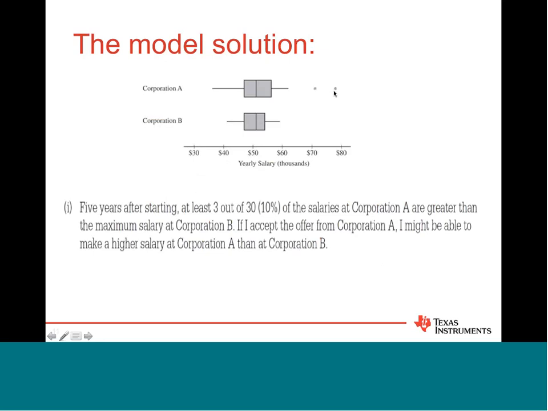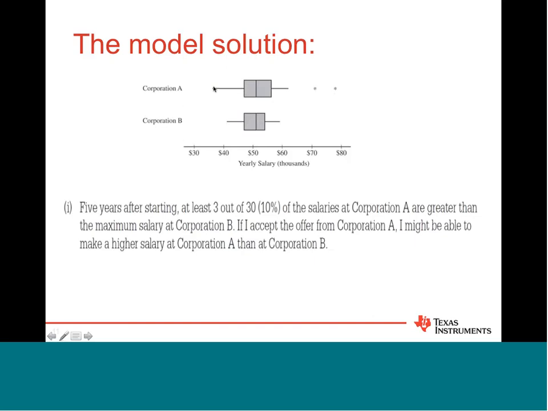Now, if many students said, I want to go to Corporation A because I can make a high salary, well, there's a big difference between I have an opportunity to make a large salary or I could make a large salary and I would make that large salary. There's no guarantee you're going to get that salary. In fact, where Gail's showing on the graph all the way down to the left, you could still be down there 5 years later.